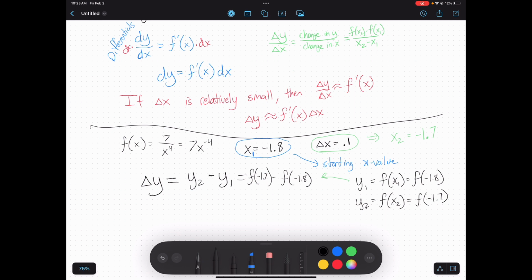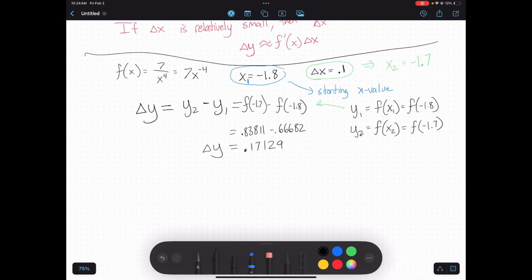Okay. And when I calculate that, I can go ahead and plug those values into my function, and I get 0.83811 minus 0.66682, which is equal to 0.17129. So there's my actual change in y. No estimation needed. That's my actual change in y based off of the given delta x.